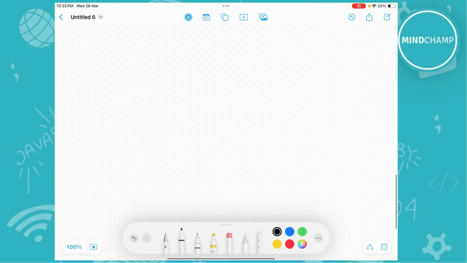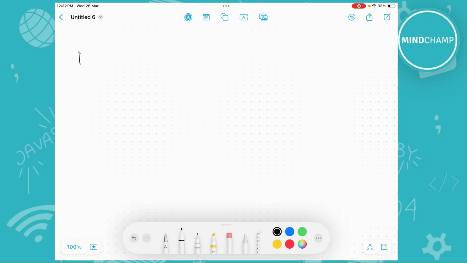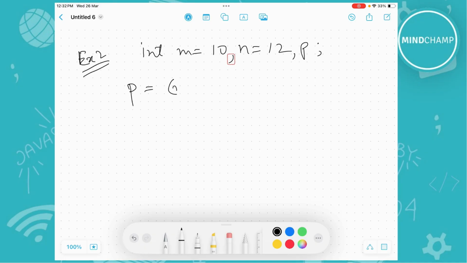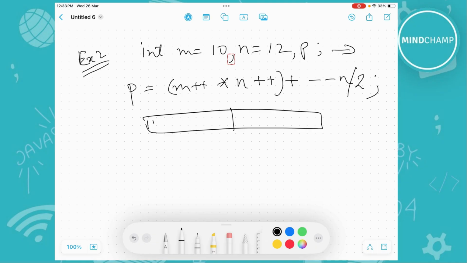Let's take another example where I have int m equals to 10, n equals to 12, and p defined and declared like this. Then I have an expression p equals to m plus plus multiply by n plus plus plus minus minus n divided by 2. In this case, when this statement is executed, the memory has m as 10 and n as 12.